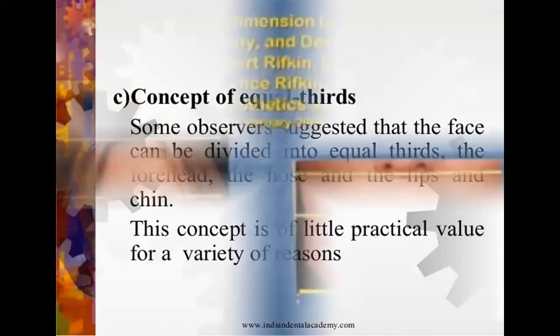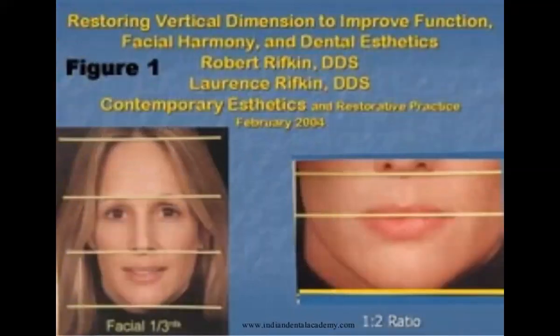The concept of equal thirds: under this concept you can divide the face into 3 equal parts, from forehead to the base of your nose, and from the base of your nose to the base of your chin. From forehead to nasion, nasion to the base of your nose, and from the base of your nose to your chin. This distance in all the parts is equal. This is equal 4 halves, it is called equal 4 halves. It is not equal 3. In equal 3 we take from nasion to the base of your nose, and base of your nose to your chin.